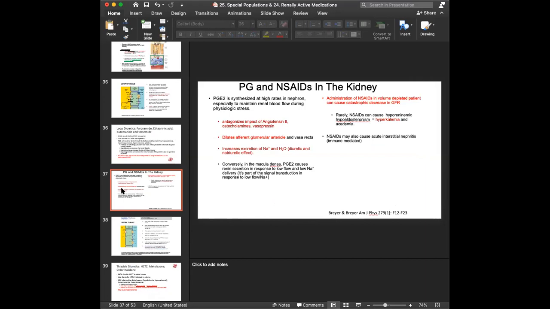Okay, prostaglandins and NSAIDs in the kidney. PGE2 is synthesized in the nephron to maintain renal blood flow, and it antagonizes Ang2, catecholamines, and vasopressin. It's going to dilate the glomerular arterioles and increase the excretion of sodium and water. So it's a diuretic and natriuretic effect. When we administer an NSAID instead, in a volume depleted patient, it can cause a huge decrease in the GFR.